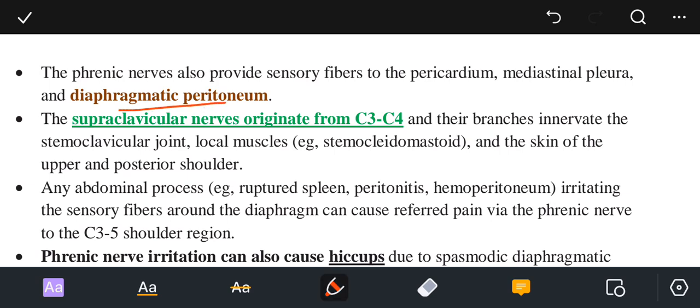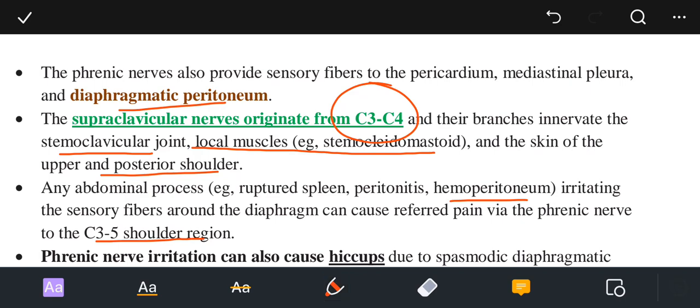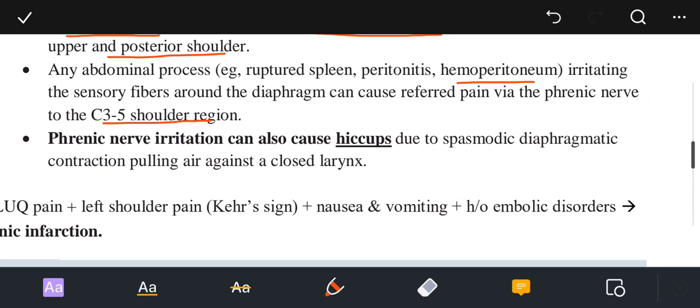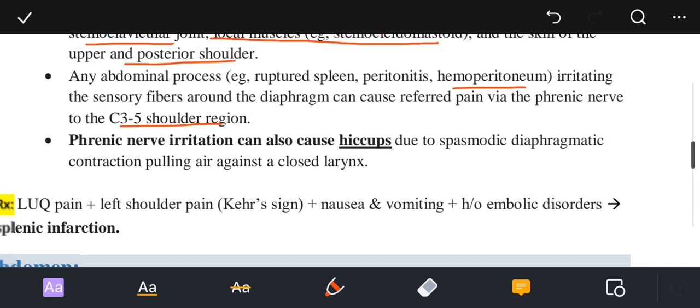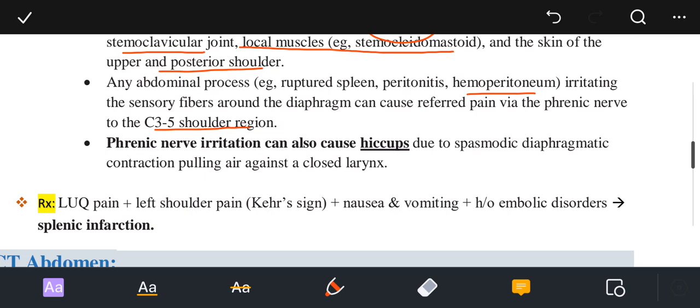The supraclavicular nerves also originate from the C3 to C4 levels, and their branches innervate the sternoclavicular joint, local muscle, for example the sternocleidomastoid, and the skin of the upper and posterior shoulder. Any abdominal process, for example a ruptured spleen, peritonitis, or hemoperitoneum irritating the sensory fibers around the diaphragm can cause referred pain by the phrenic nerve to the C3 to C5 shoulder region. Phrenic nerve irritation can also cause hiccups due to spasmodic diaphragmatic contraction pulling air against a closed larynx.